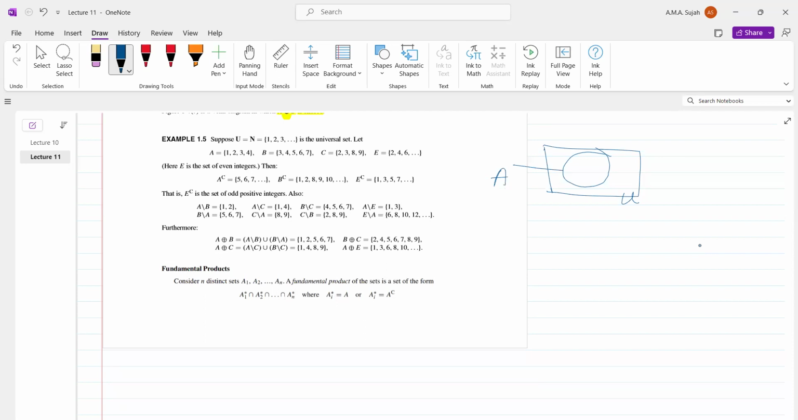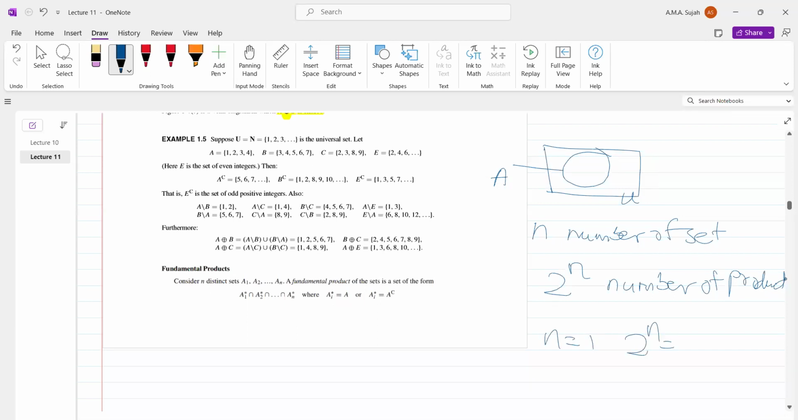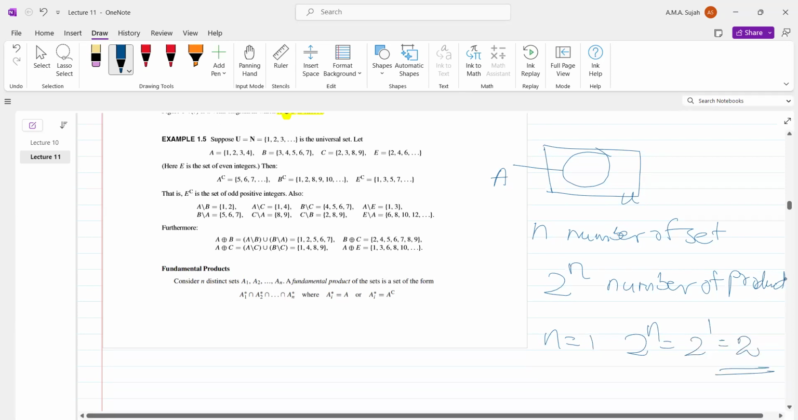If you have n number of sets, then 2 to the power n number of products you can find out. So if you have n number of different sets, you can find out 2 to the power n products of the set. It means, let's say if you have only one set, so n is equal to 1, then 2 to the power 1 is equal to 2. So you will find out two sets as a product.